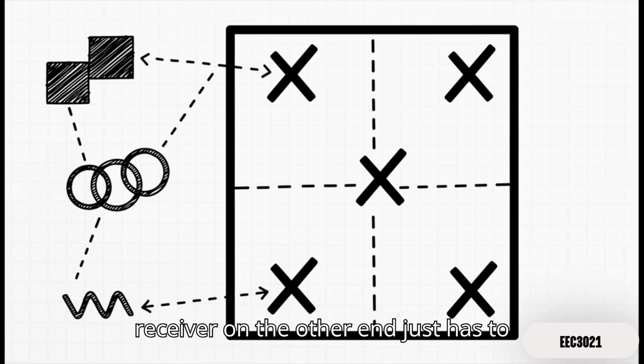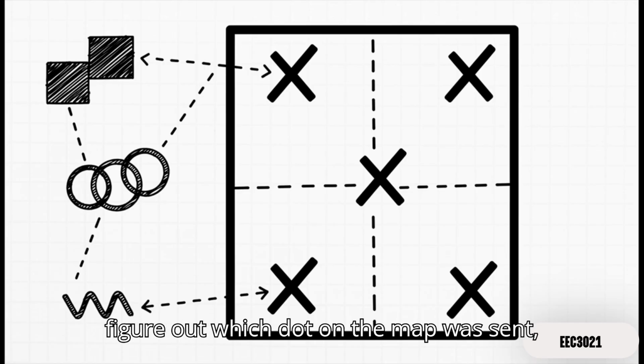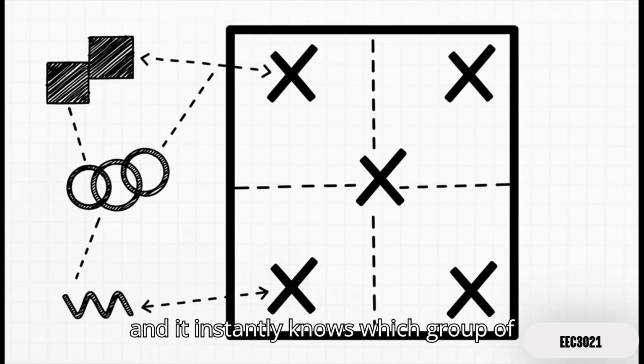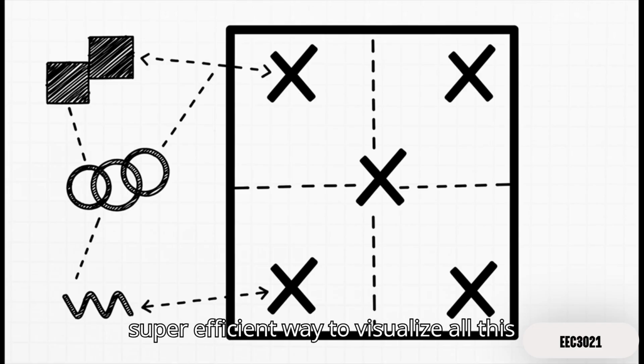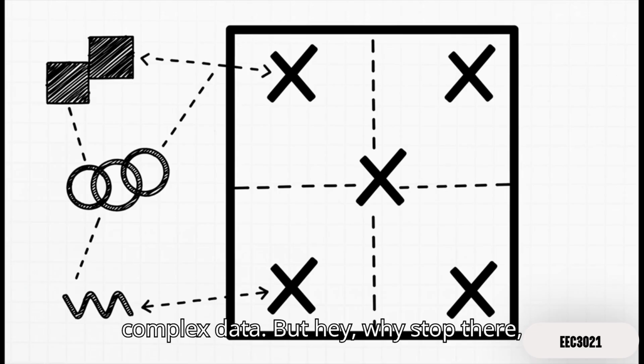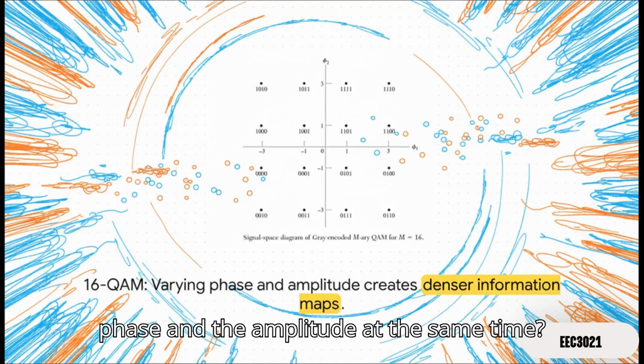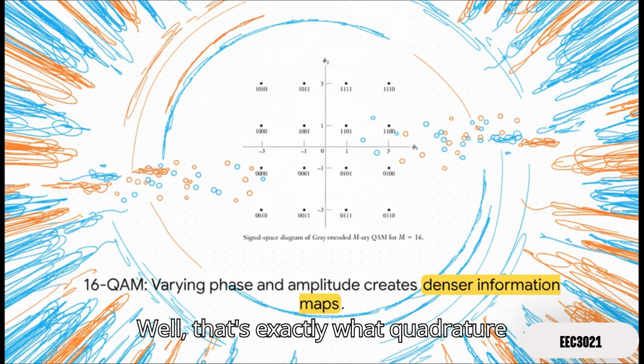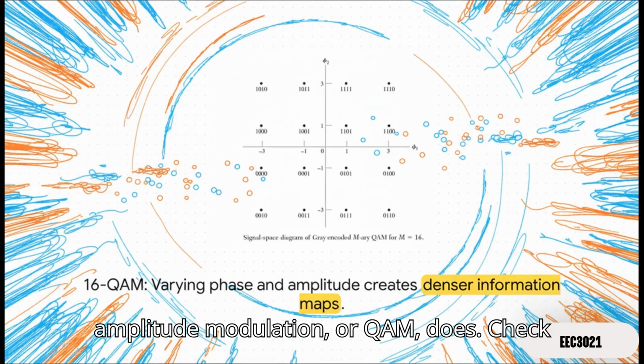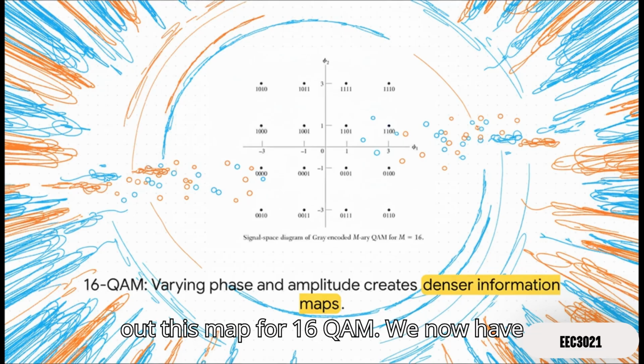The receiver on the other end just has to figure out which dot on the map was sent, and it instantly knows which group of bits it represents. It is a beautiful and super efficient way to visualize all this complex data. But hey, why stop there, right? What if we start changing both the phase and the amplitude at the same time? Well, that's exactly what quadrature amplitude modulation, or QAM, does. Check out this map for 16 QAM.